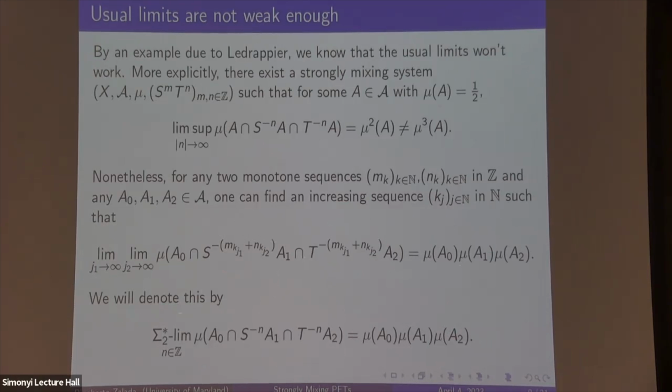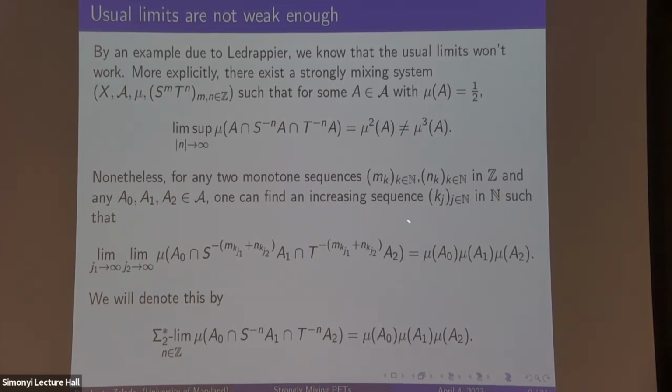But can I ask something? Right. So you define the limit for any choice of subsequences you have? So first you choose two sequences. So the quantifiers are for any MK which are monotone, meaning strictly monotone, you can find a subsequence Kj such that you can do this. Okay.